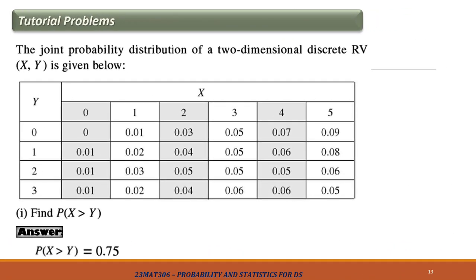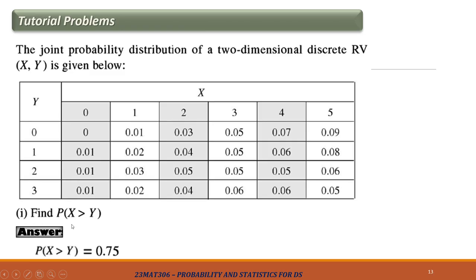This problem is for your practice. Again, the joint probability distribution function is given. So you have to find the probability of x greater than y. What is that x greater than y means? Check the x and y values. Here x is equal to 0 to 5 and y is equal to 0 to 3. So we have to substitute here.